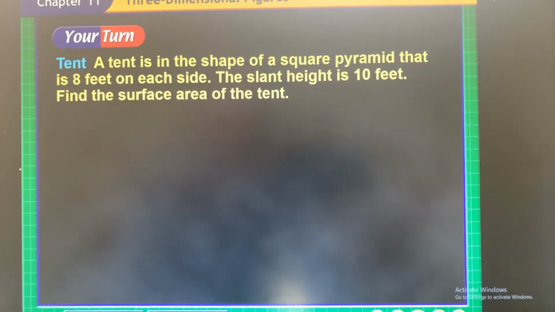Same thing on this one, do the same process. You have 4 times 8 times 10 divided by 2, and you add the surface area of your tent.